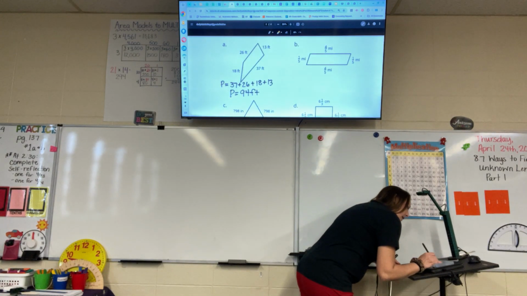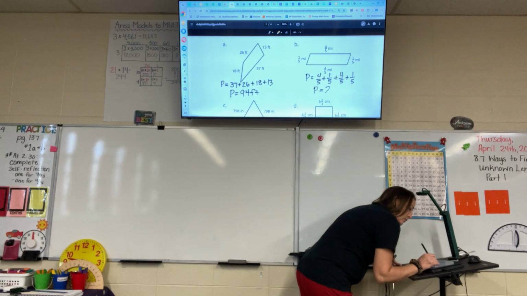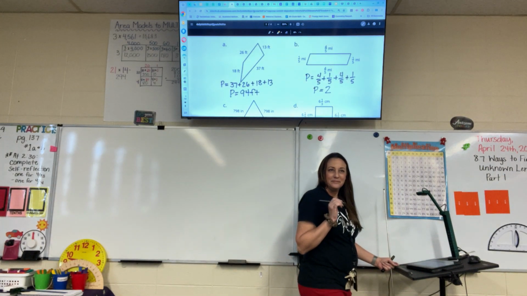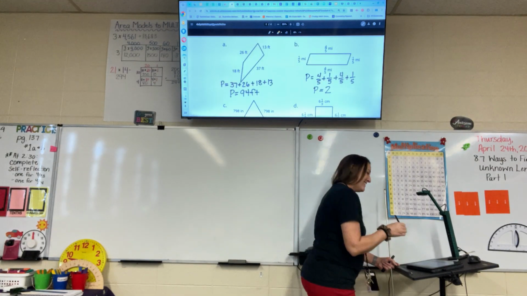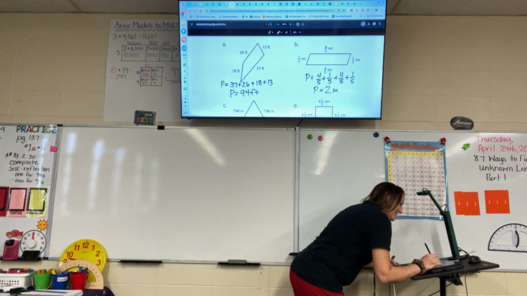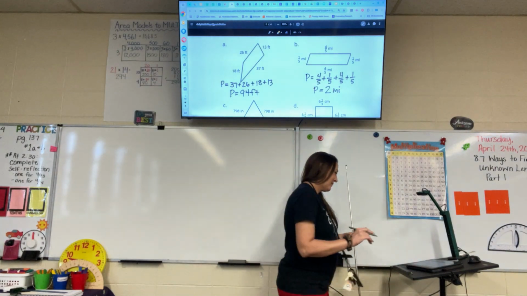So the expression is 4/5 plus 1/5 plus 4/5 plus 1/5. And the perimeter equals 2 whole what? Millimeters? No. What's MI? What is it? Miles. It is miles. MI is short for miles. Okay.